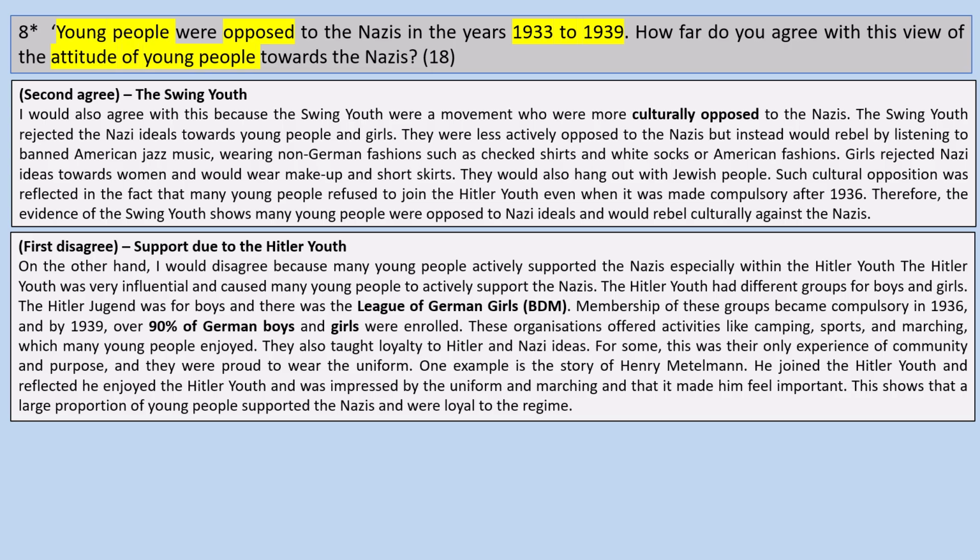These organisations offered activities like camping, sports and marching, which many young people enjoyed. They also taught loyalty to Hitler and Nazi ideas. For some, this was their only experience of community and purpose, and they were proud to wear the uniform.